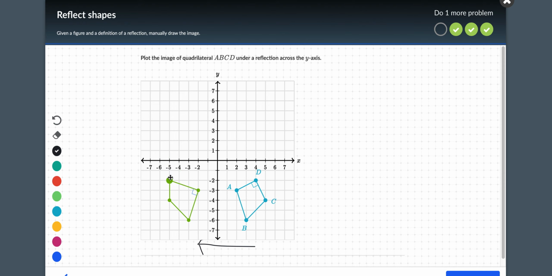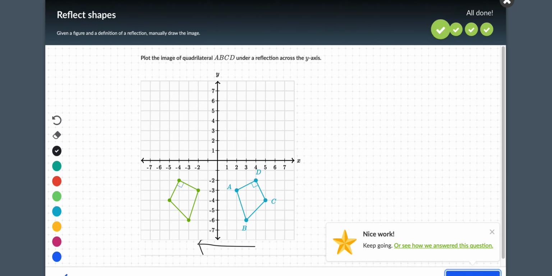Which actually happens a decent amount, weirdly enough. 1, 2, 3, 4, and 1, 2, 3, 4. Alright, so as you can see, this is a pretty similar copy, and it also has the same right angle. So yeah, that's what I'm going to put.